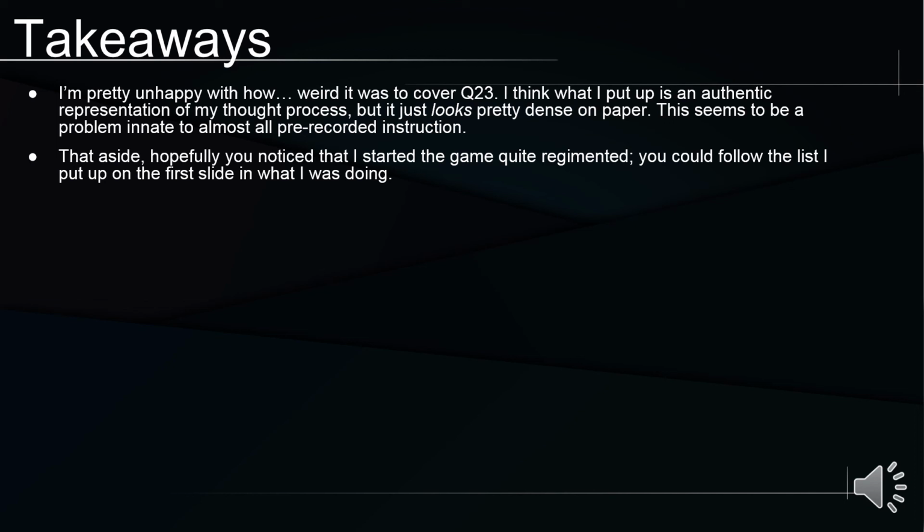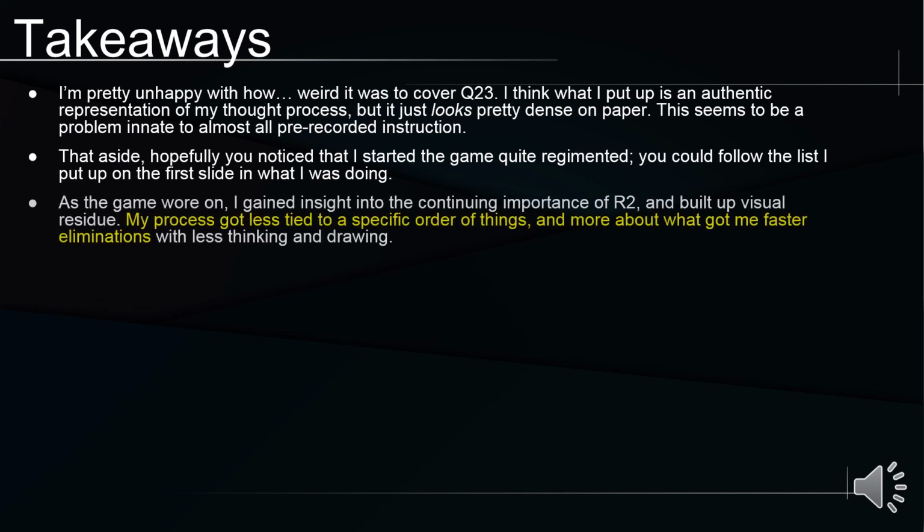I would start with deductions if I had any. I'd then move to rules. Then I'd move to visual residue. Then I'd move to brute force and try to kind of recycle the list after that point. But I would still move pretty much from 1 to 4 pretty easily. But as the whole game wore on, I gained insight into the continuing importance of Rule 2. I kept butting up against that again and again, right?